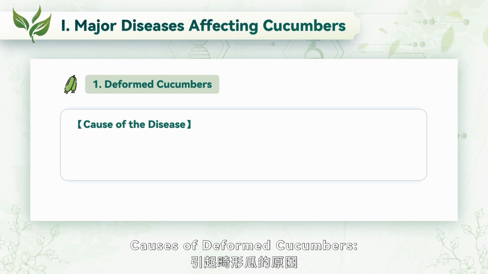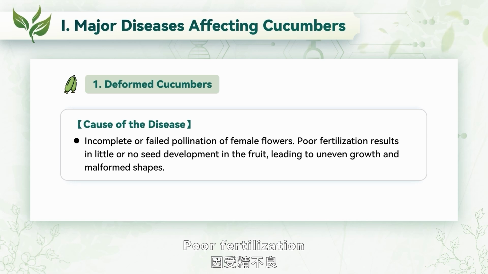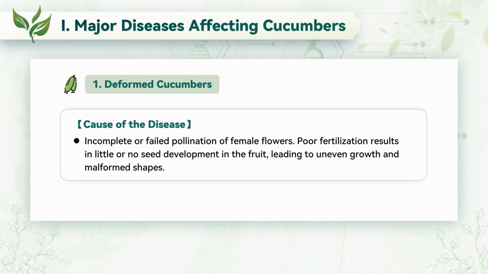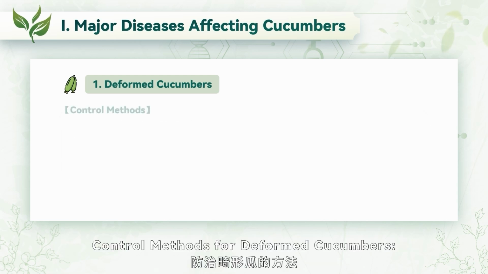Causes of deformed cucumbers: incomplete or failed pollination of female flowers. Poor fertilization results in little or no seed development in the fruit, leading to uneven growth and malformed shapes. Control methods for deformed cucumbers.